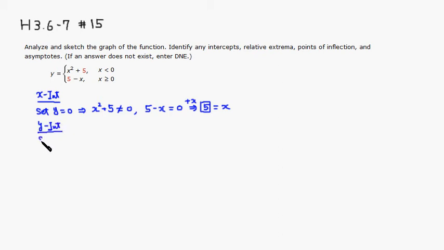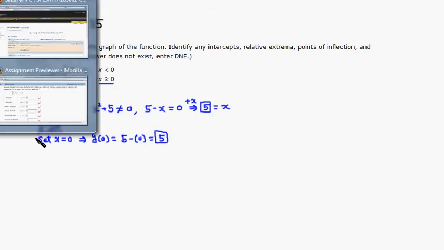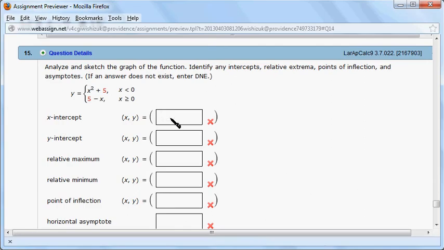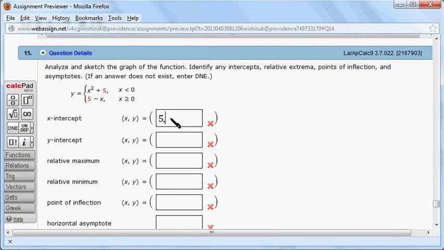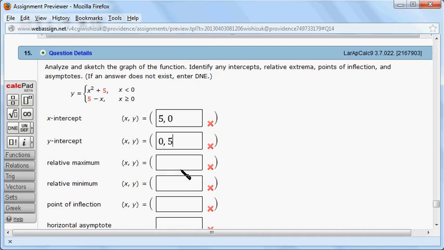And a y-intercept, so we set x equal to 0. We just plug x equals 0 into that function. 0 belongs to the second formula, so we're going to plug in 0 there. 5 minus 0 is 5. So the y-intercept is 5 as well. Let's type it in. The x-intercept is 5, so it's 5 comma 0. And the y-intercept is also 5, so it's 0 comma 5.